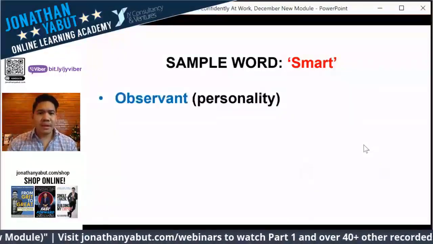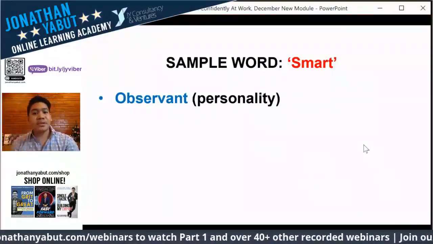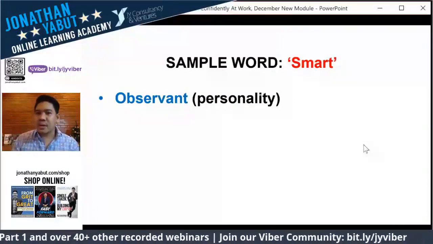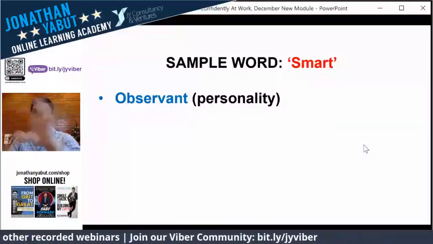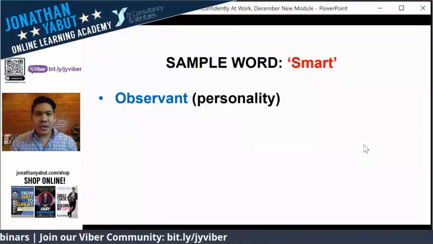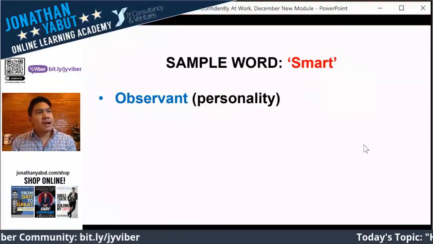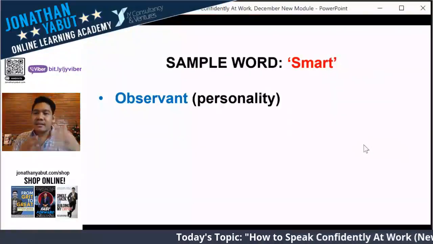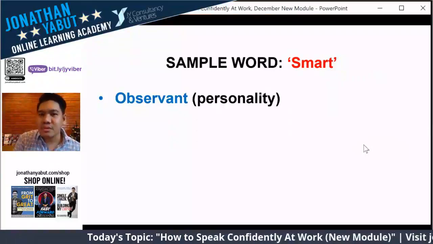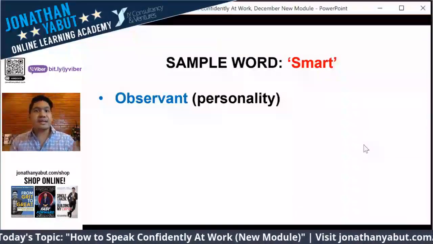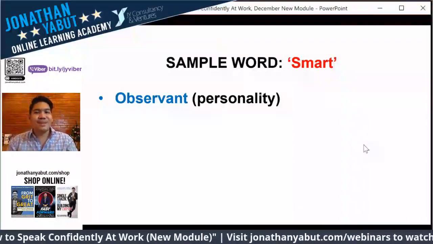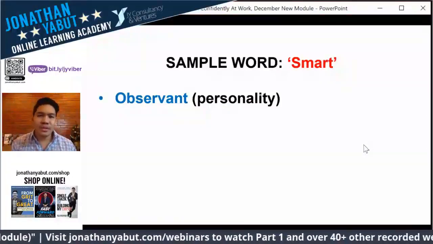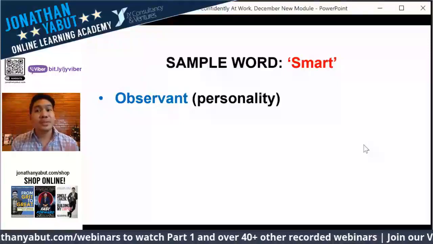For example, you can cover the personality angle. If what you really meant was that the person you were interviewing was able to observe a lot of things during the interview, such as, I noticed that your people are very quiet in the office. And you know that the observation was true, and so you think that the person is smart because the person was able to capture the right things that a lot of people wouldn't notice. Don't use the word smart, use the word observant.